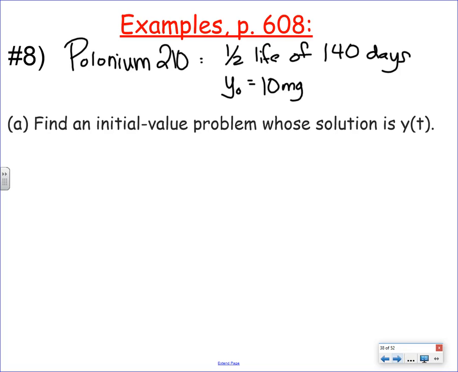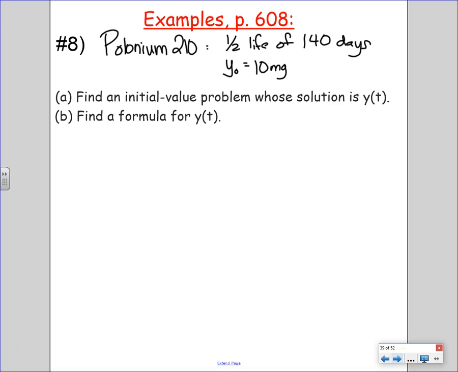Ooh, polonium 210, with a half-life of 140 days. What would change is that now you have y prime equals negative ky with an initial condition of 10. That's what the math problem could look like. But long story short, if they wanted to solve for y of t, couldn't we just say, no big deal, we know what's going to happen because polonium decays exponentially? So start with my initial amount, e to the negative k t.